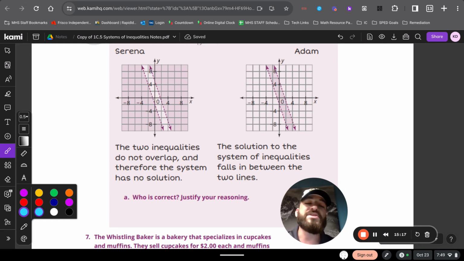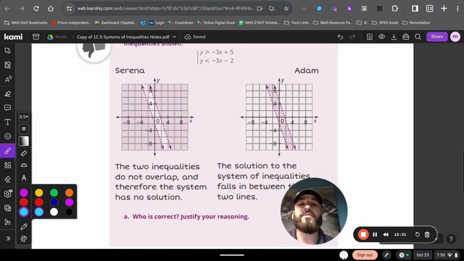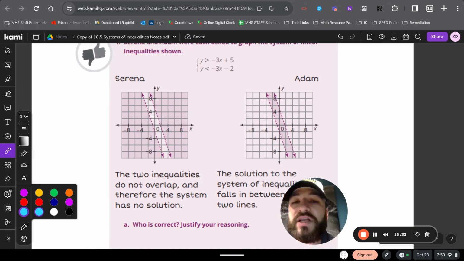And then Adam shaded that region in the middle, which means all that area in the middle would actually be our solution set, just like we've had before, that overlapping area. Okay, and we want to consider who is correct. Well, we can look back at those inequalities. So our first inequality, y is greater than negative 3x plus 5.